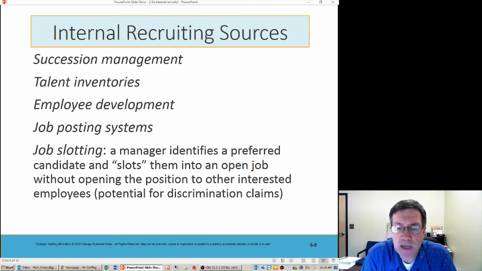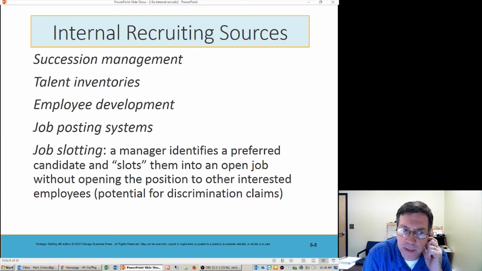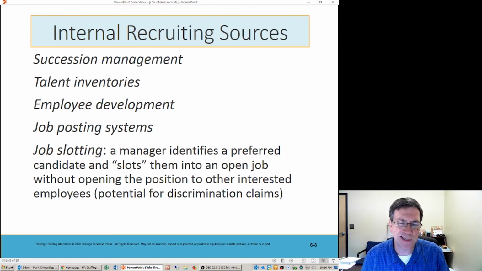But the idea of job slotting is that occasionally you are absolutely certain who you want in this role, and you don't want to have to go through the process because you know that you're not going to get somebody like this candidate that you already have in mind. So you slot them into the job without really going through the process, or maybe half-heartedly, just for show, going through the process. And again, notice that it could be real grounds for discrimination. Especially if you've got a lot of white guys and you're slotting a white guy into this role, because you're not going out and looking at minorities.